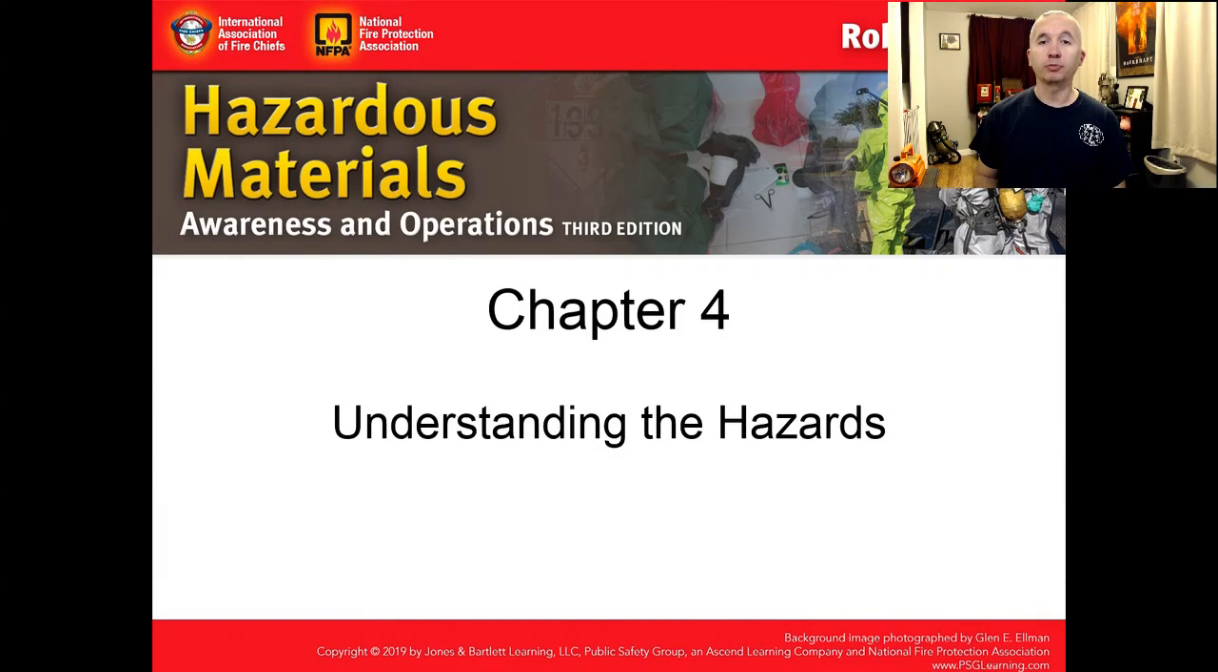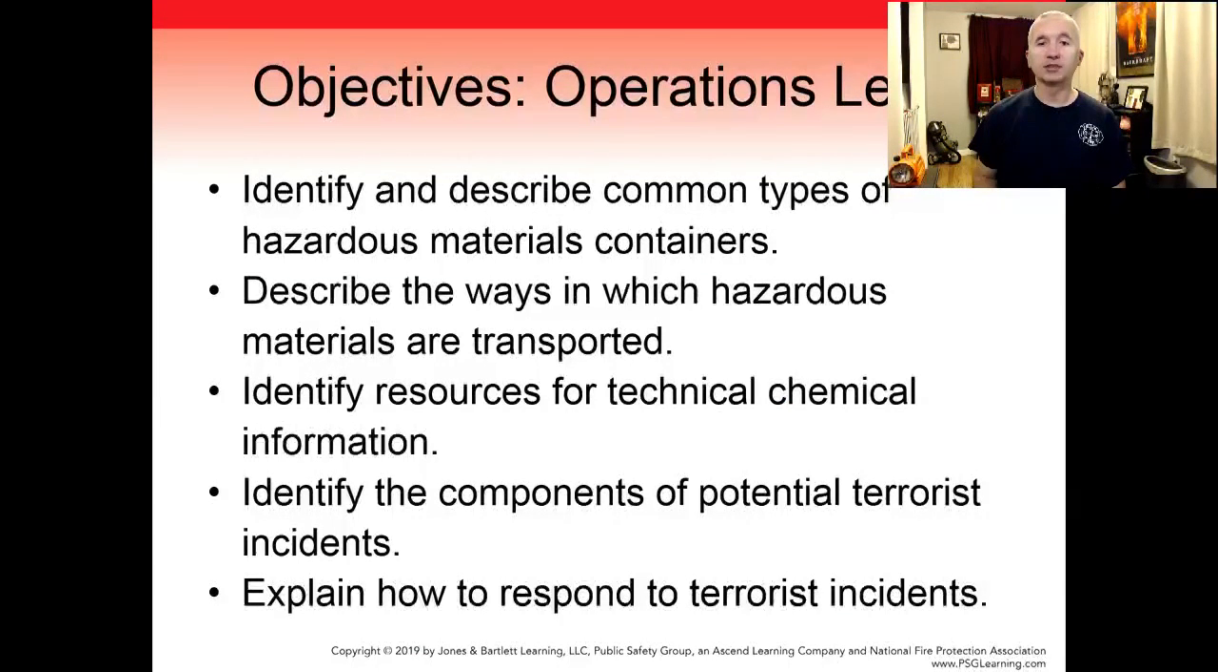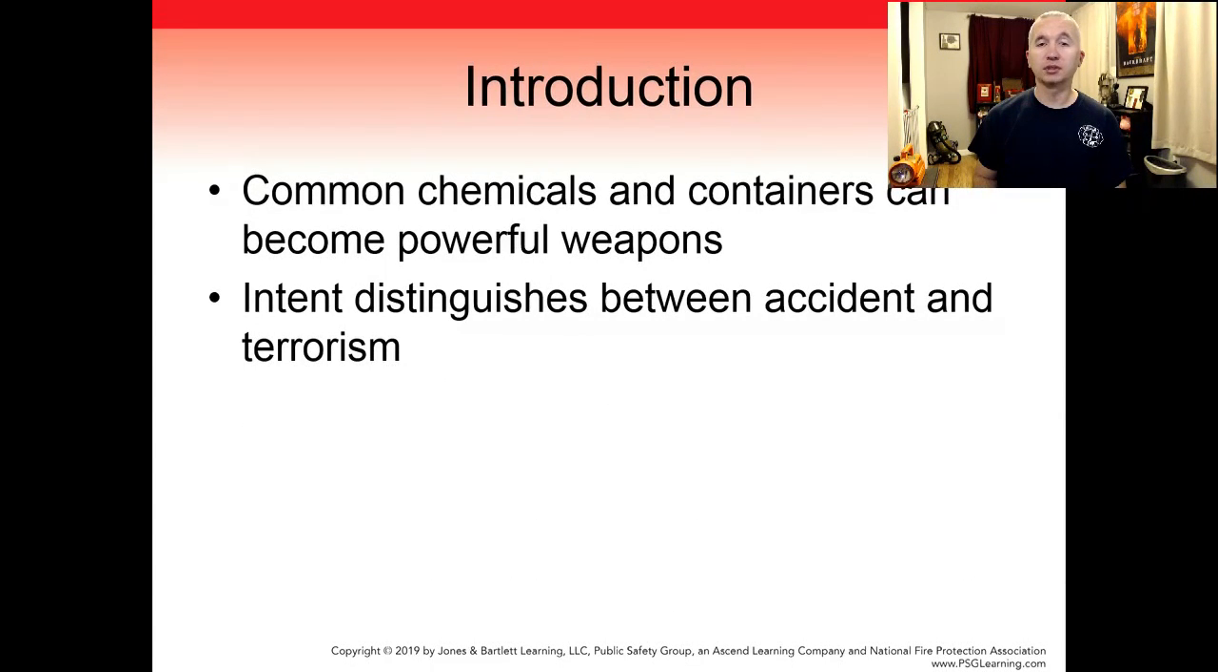Let's begin with Chapter 4, Understanding the Hazards. In this lesson, we will be discussing identifying and describing common types of hazardous materials containers, describing which ways hazardous materials are transported, identifying resources for technical chemical information, and identifying components of potential terrorist incidents, and explaining how to respond to terrorist incidents. Common chemicals and containers can become powerful weapons. The intent of this lesson is to distinguish between accidental release and terrorism.